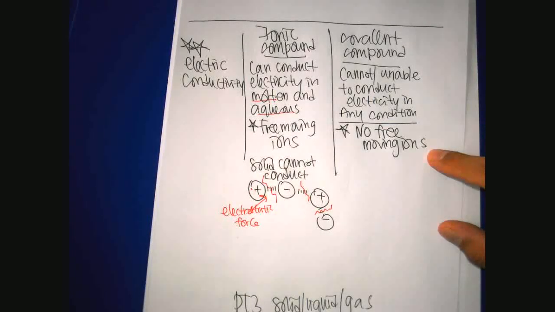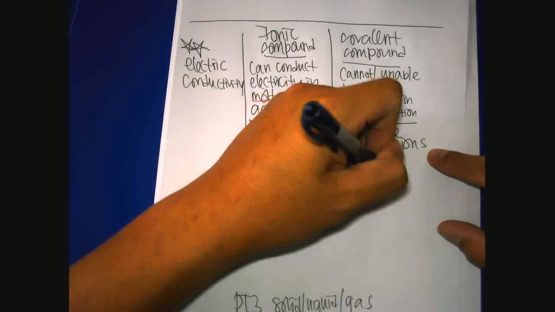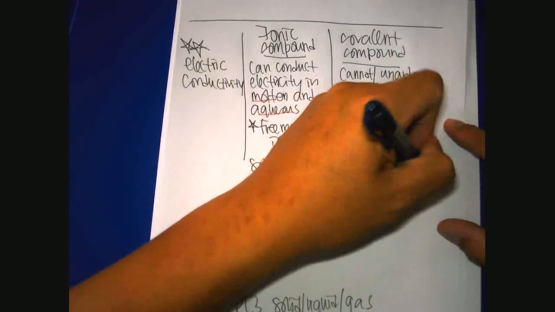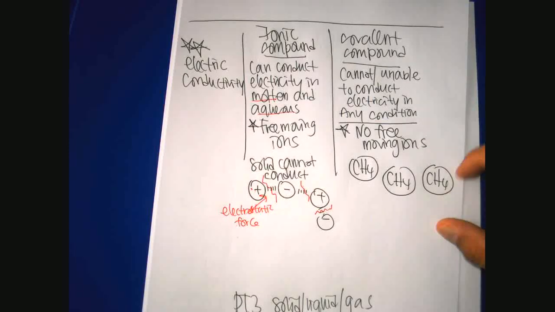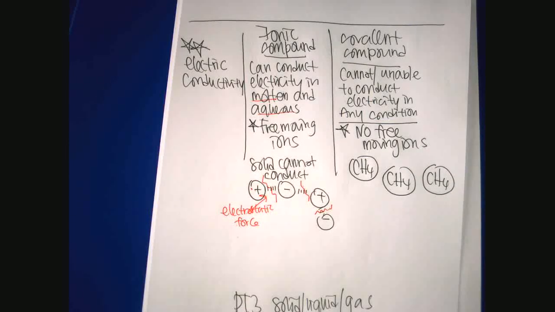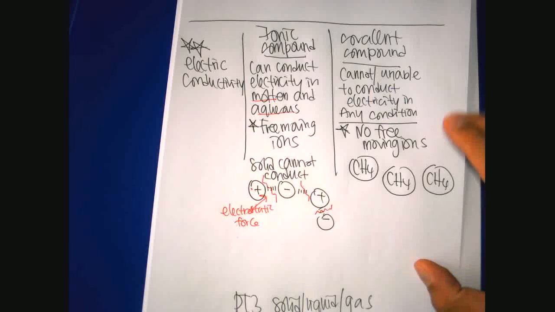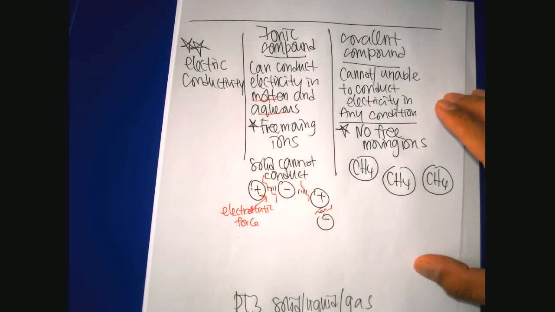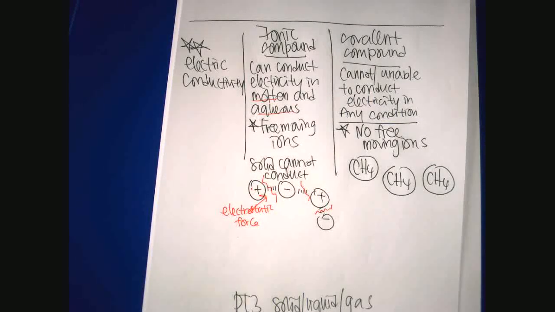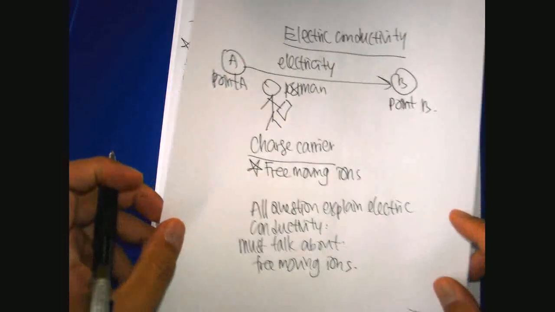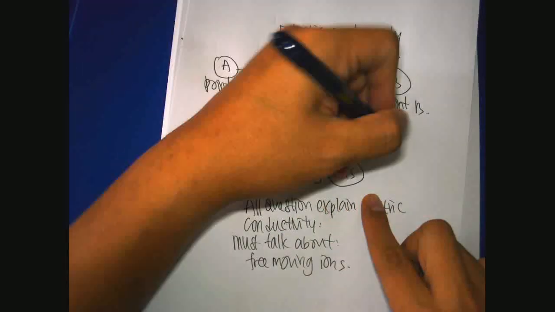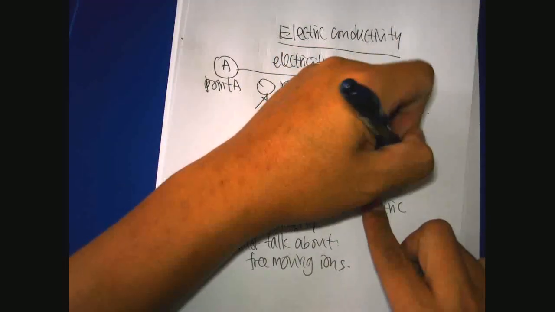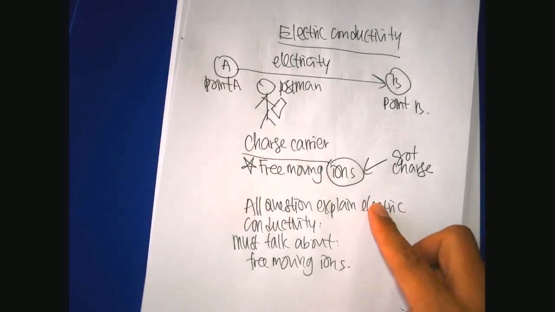A basic covalent compound for demonstration, let's say we have CH4, called methane. CH4 is methane. It is made from non-metal carbon and non-metal hydrogen, which you all know is a covalent compound, because non-metal is joining with non-metal. Remember the concept we learned just now. If you want to conduct electricity, you need a postman. This postman is called free moving ions. Free moving ions is something that has charge. Anything that has charge is called ions.